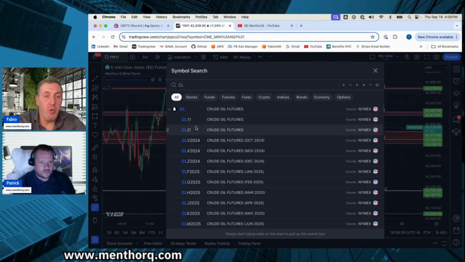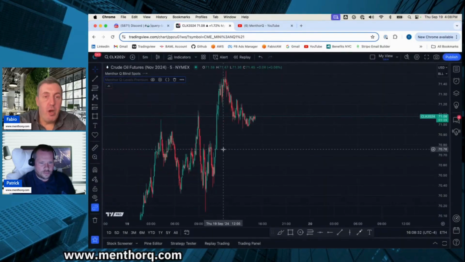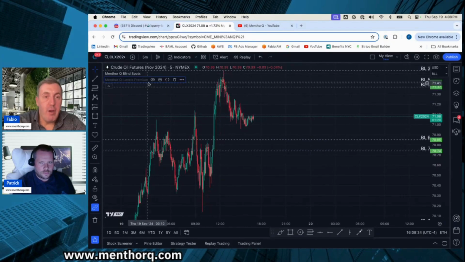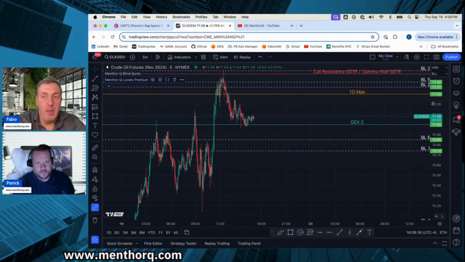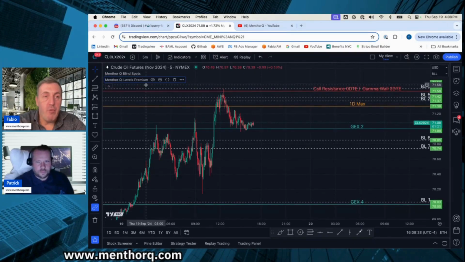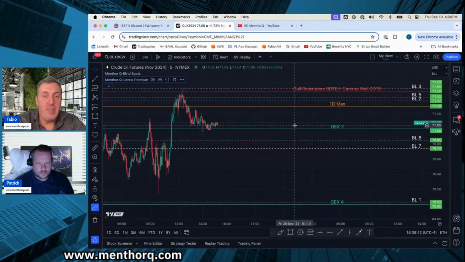So let's go on crude oil. So again, crude oil, obviously we have our gamma levels on crude oil. Here we have our two indicators, we have our blind spots and we have our crude oil. As you can see today, first we have a big break of the 1-day max, and then we go all the way up to the call resistance.